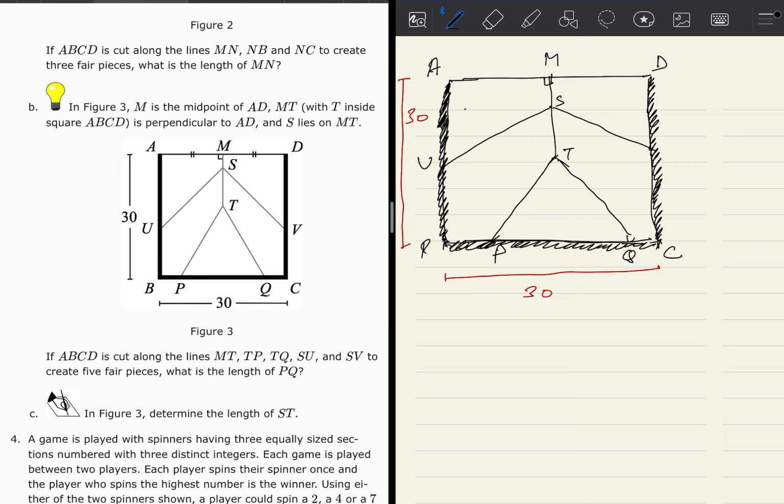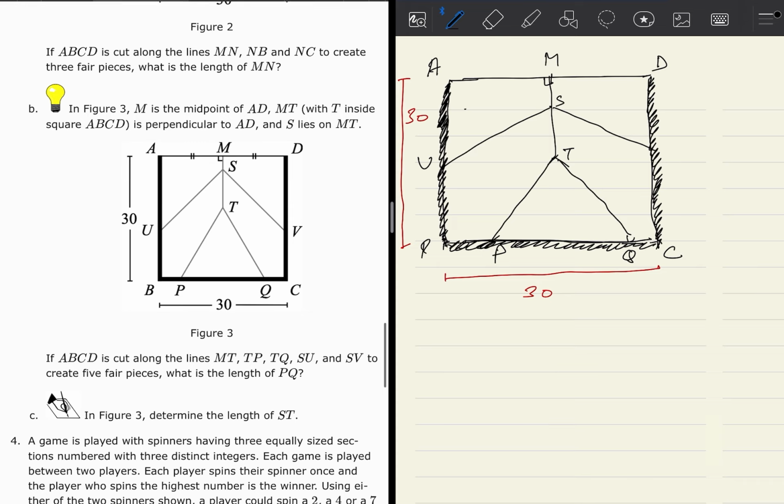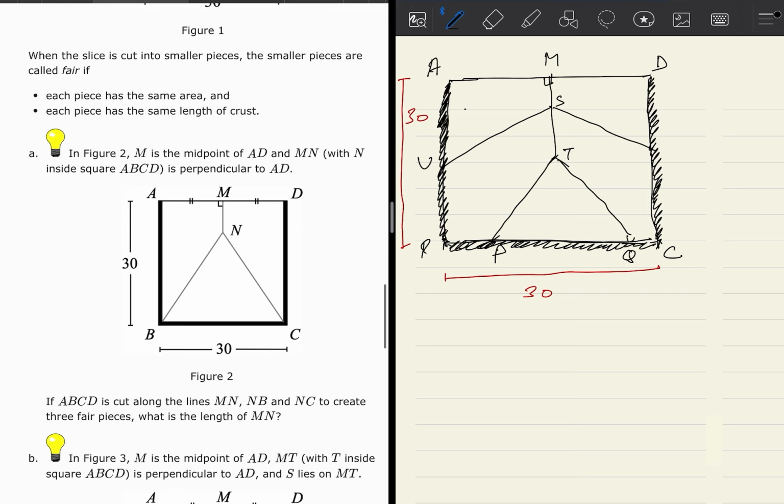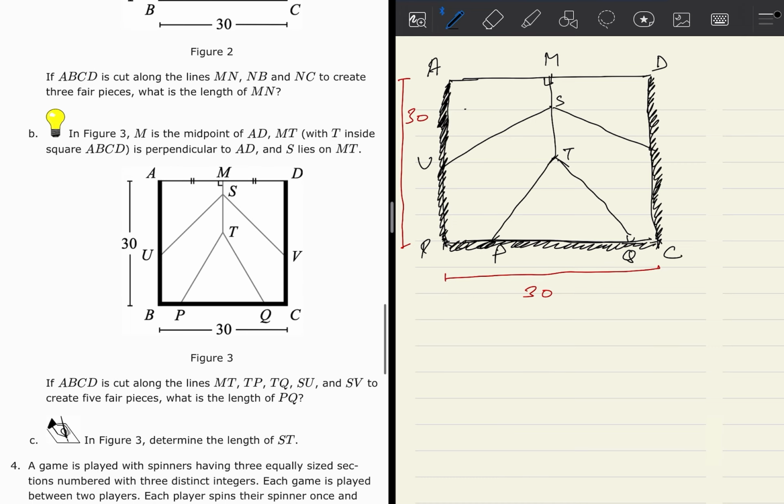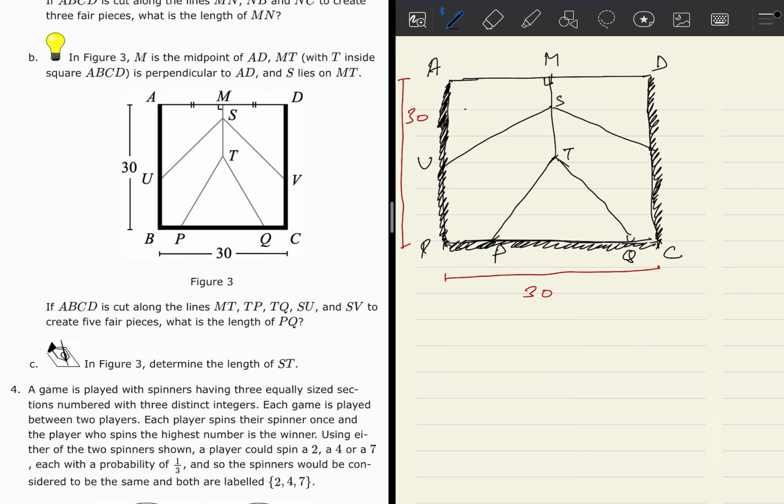Now let's move on to question B. So here we're given figure 3. Again we have this square, which actually means it's a slice of bread. So ABCD, here we have this slice of bread, and what you're given is that ABCD is cut along the lines MT, TP, TQ, SU and SV.